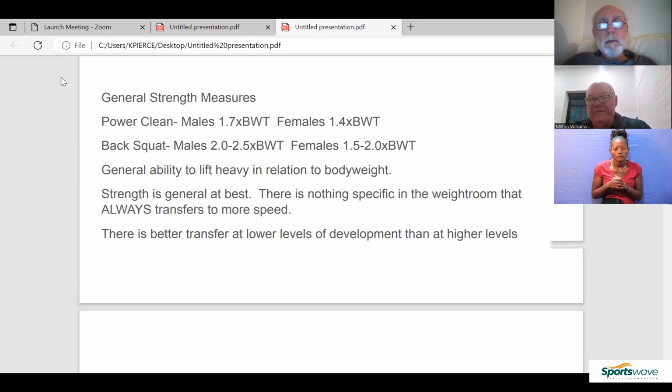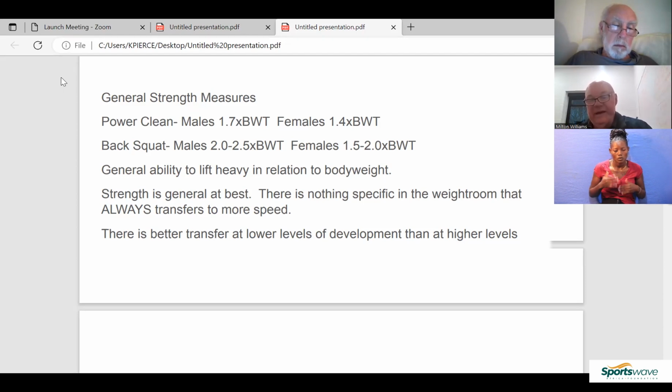Females, about 1.5 to 2. I've had some athletes that weren't very good. They were developmental athletes, but when they got their strength up, they began to do amazing things. For example, I had a young man that ran 11.1 in 100 meters. He was not very strong, but he eventually got to where he was squatting over 400 pounds. So he was well over 2.5 body weight.